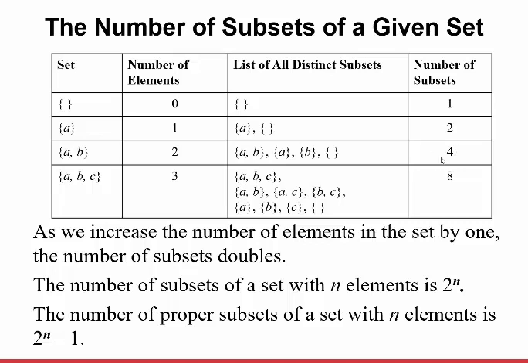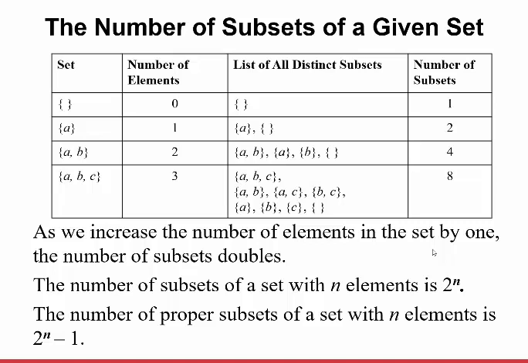So in that case, there are 4 subsets. If you have the set {A, B, C} that has 3 elements, well, these are all the subsets: the set ABC, the set AB, the set AC, the set BC, the set A, the set B, the set C, and the empty set, of which there are 8. So as we increase the number of elements in the set by 1, the number of subsets doubles. If you notice here, you go 1 to 2 to 4 to 8. So for example, if the number of elements in a set were 4, there would actually be 16 subsets. All right. So the number of subsets of a set with n elements is equal to 2 to the n.